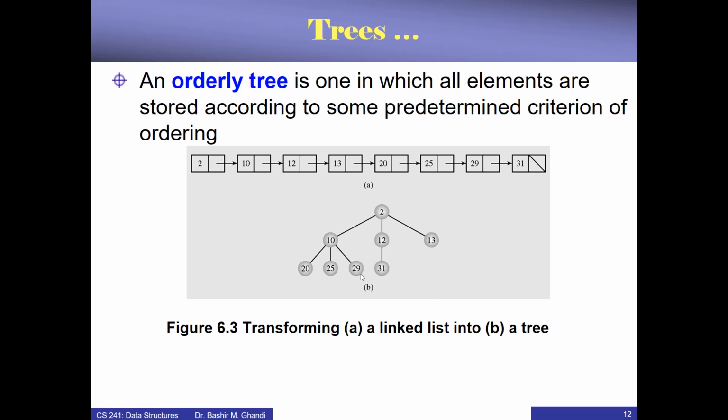We shall see, for example, later that a binary search tree is an orderly tree, but the order is different from this particular example. It's a different ordering. So the ordering can vary, and it's not one ordering. All that is required is that there is some order in the way the elements are stored in the tree. If that is the case, then the tree is said to be an orderly tree.